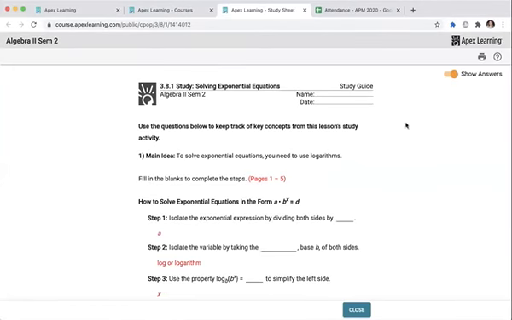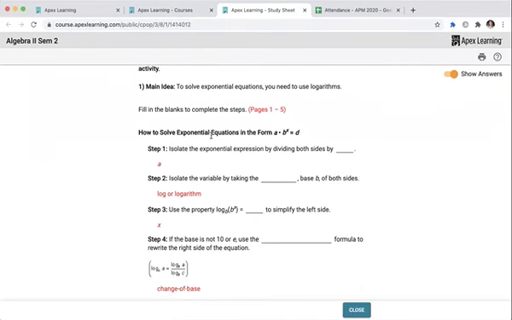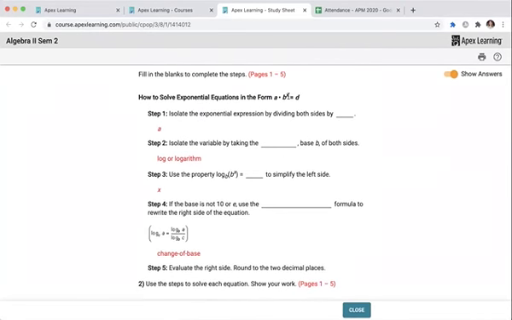All right, so then moving on here to our study guide. Again, we were solving those exponents in different forms, and really the base here was to get it down to b to the x is equal to some value.